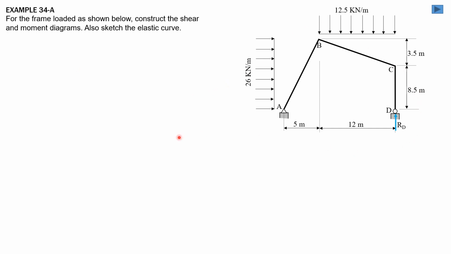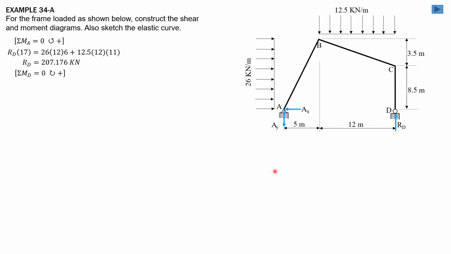So first, let's compute for the reaction components. Those are the indicated directions. Summation of moment about A equals 0, counterclockwise positive. So we have RD times 17 equals 26 times 12 times 6 plus 12.5 times 12 times 6 plus 5, so 11. Therefore, R sub D is 207.176 kilonewtons.